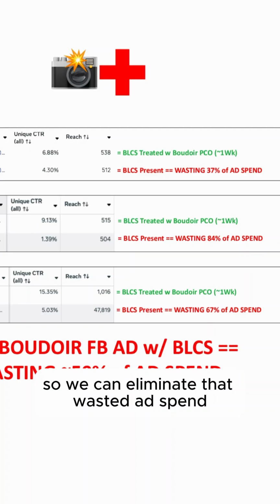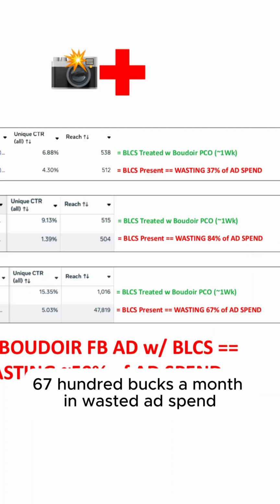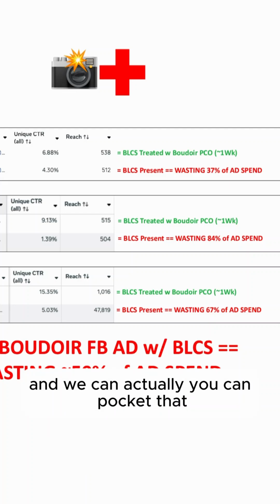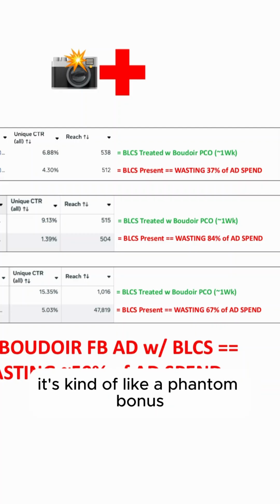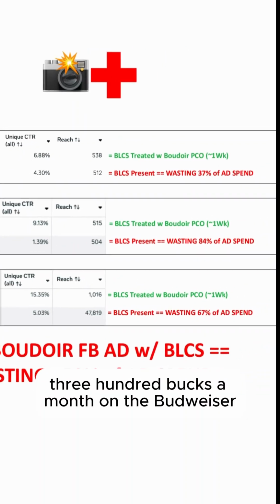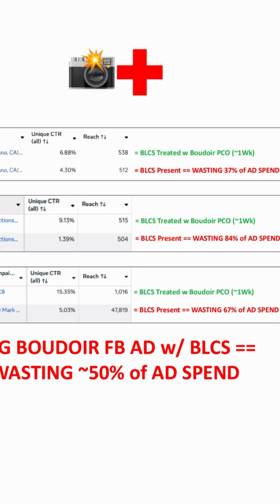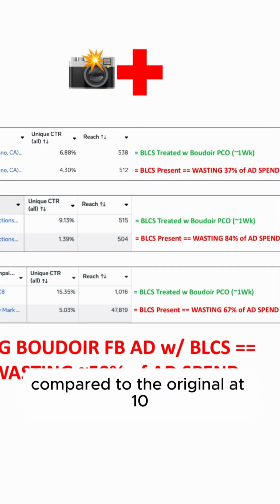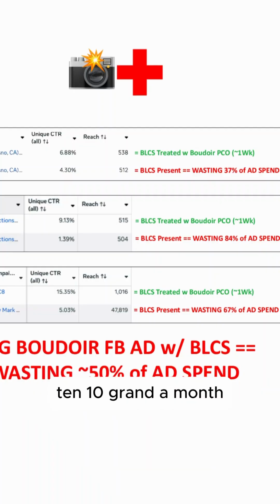So we can eliminate that wasted ad spend. So if you're spending 10 grand a month in Boudoir Facebook ads, we can eliminate that 6,700 bucks a month in wasted ad spend, and you can pocket that. It's like 80 grand over the next 12 months. It's kind of like a phantom bonus. And we can instead spend 3,300 bucks a month on the Boudoir Pico treated ad and get our ad into the same number of women's brains at 3,300 bucks a month compared to the original at 10 grand a month.